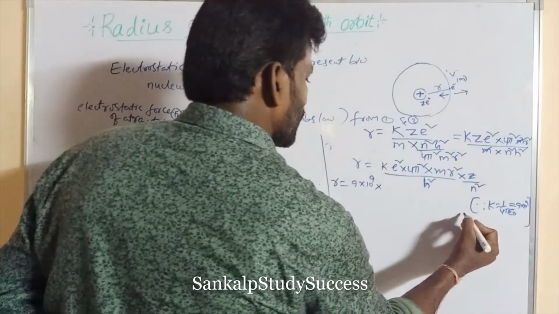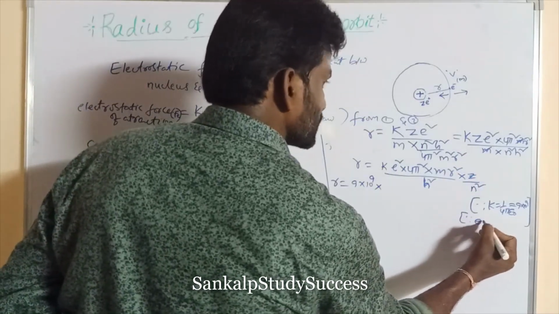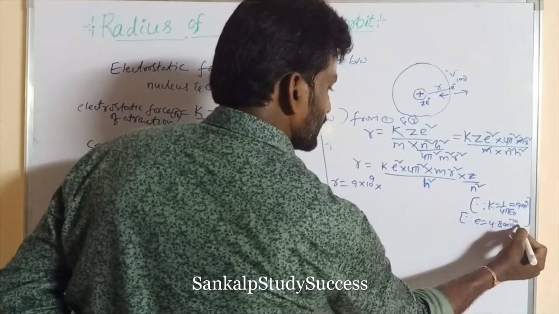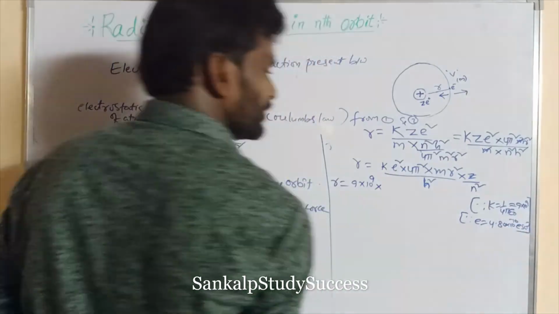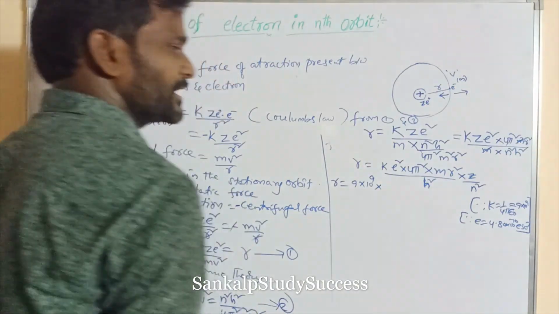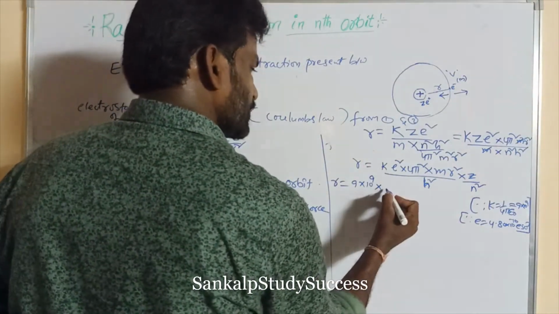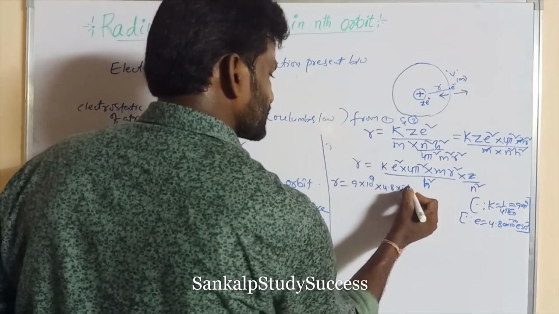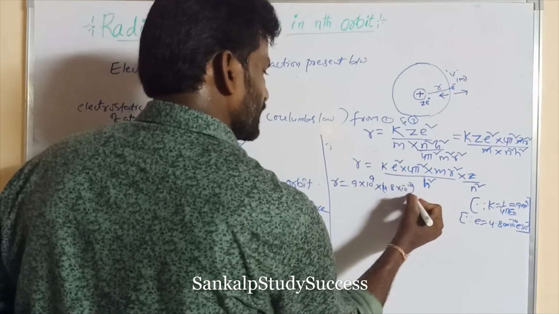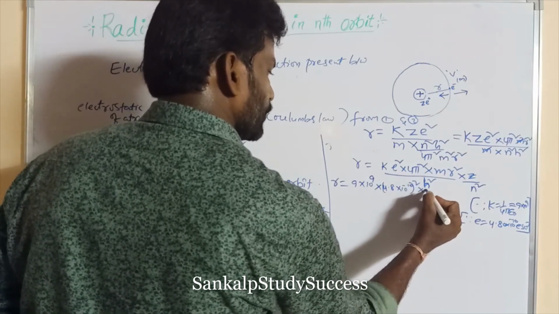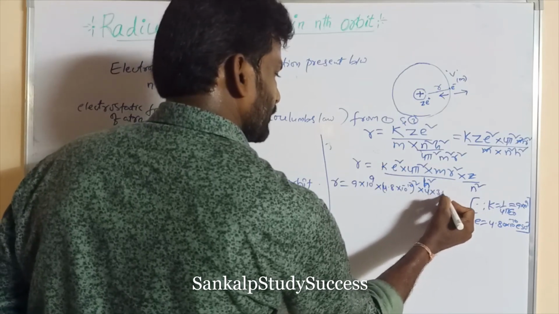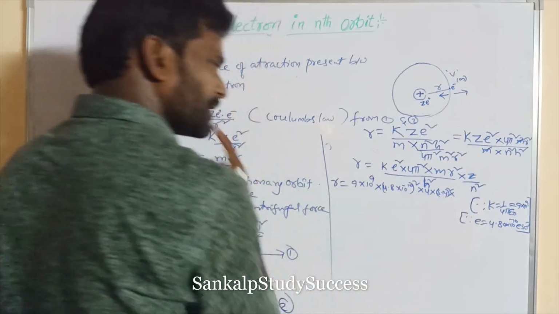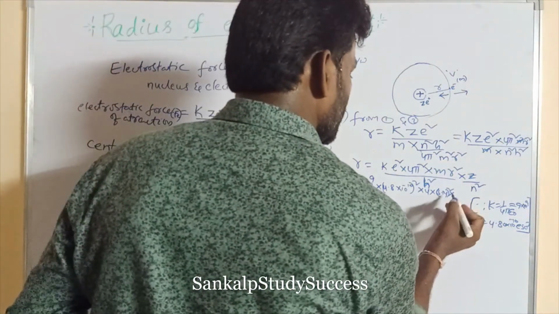So here, charge of electron can be taken as 4.80 into 10 to the power of minus 10 ESU, electrostatic unit. 4.8 into 10 to the power of minus 10 whole square, into 4 into pi value 3.14 whole square. Here mass of electron.